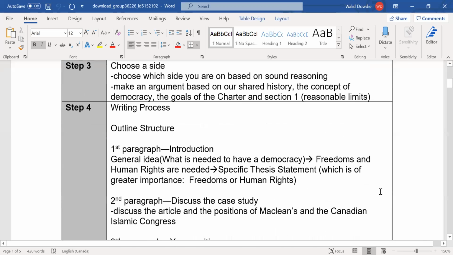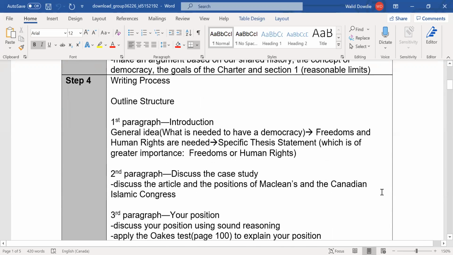And step 4 breaks down how you're going to write your actual speech. So the first paragraph is the introduction. It's the general idea. What is needed to have a democracy? Then you're going to talk about what freedoms and human rights are needed. And then specifically the statement, which of those is most important? Freedoms and human rights. Is it more important to have freedom of thought and expression, or is it more important to establish a human rights code that can't be violated?